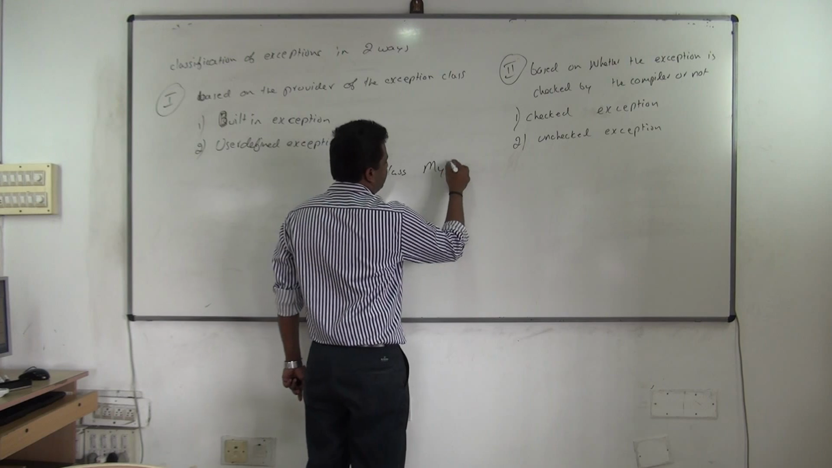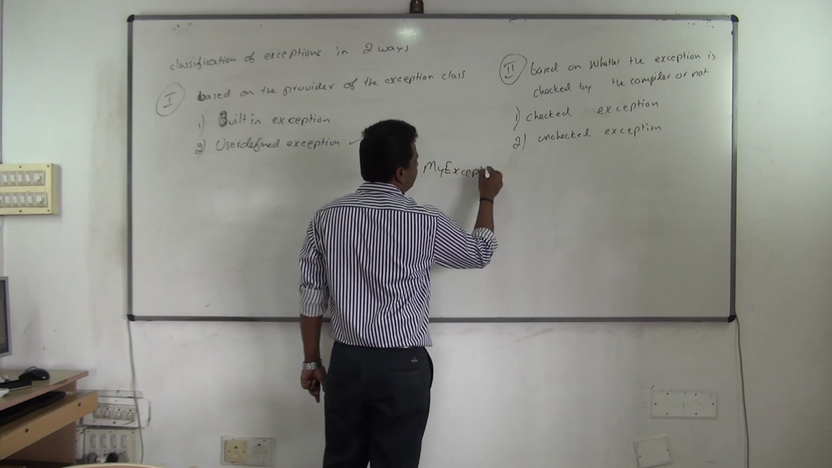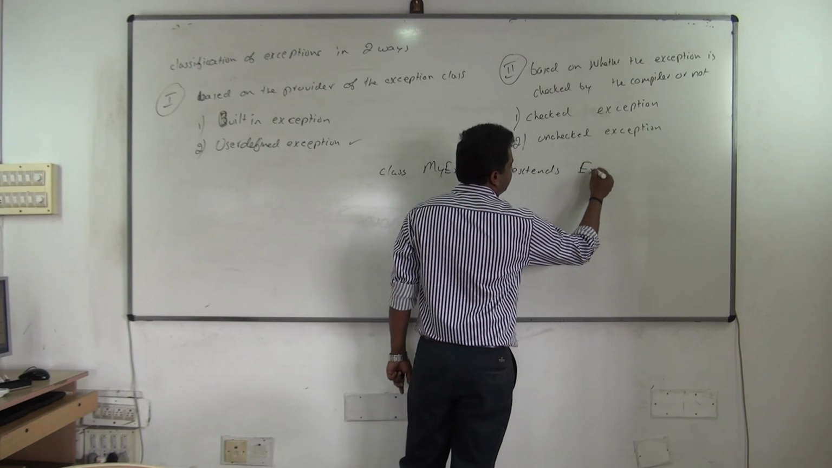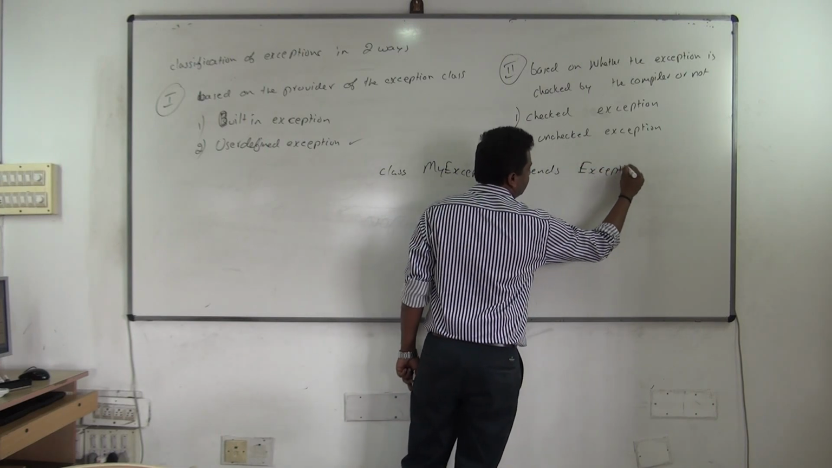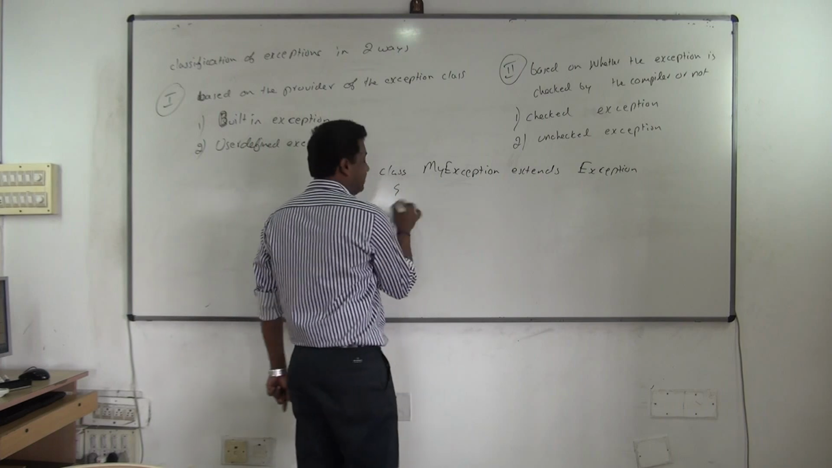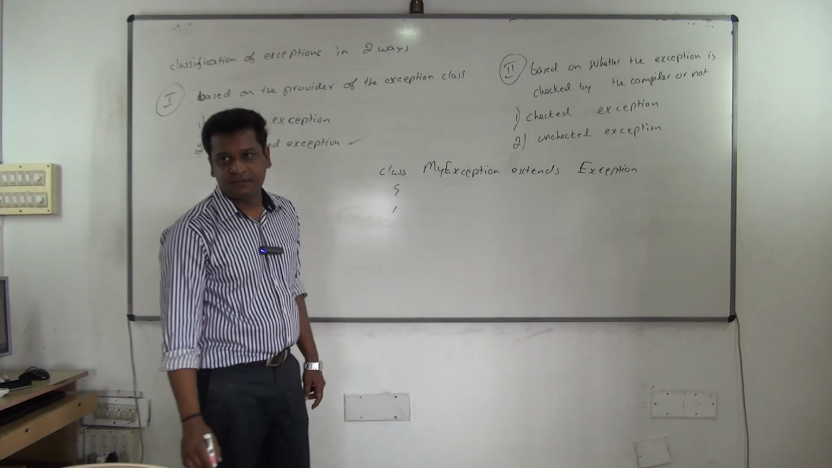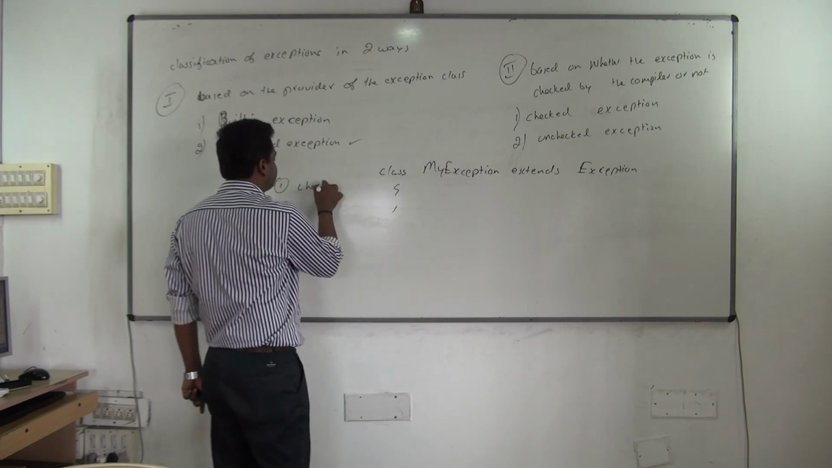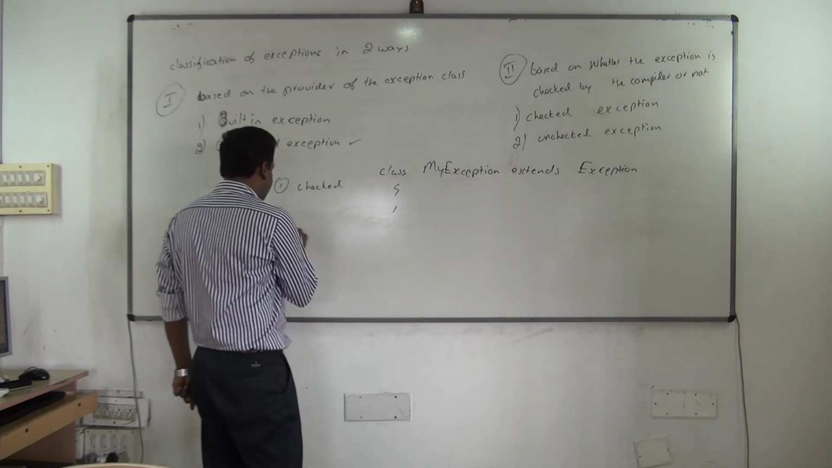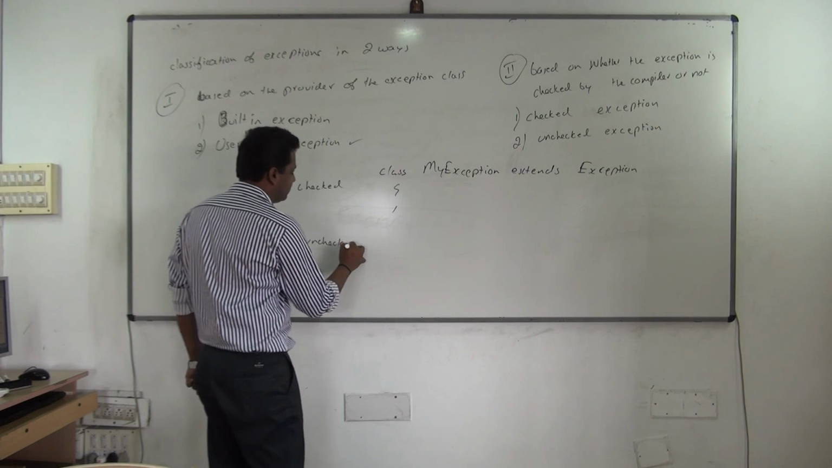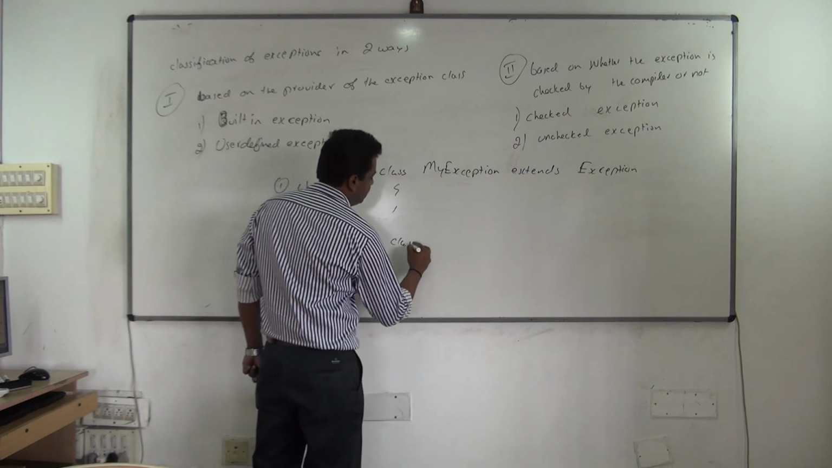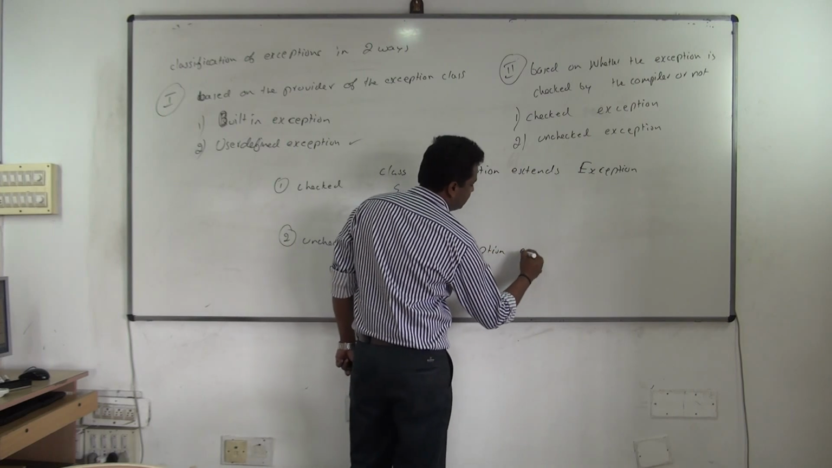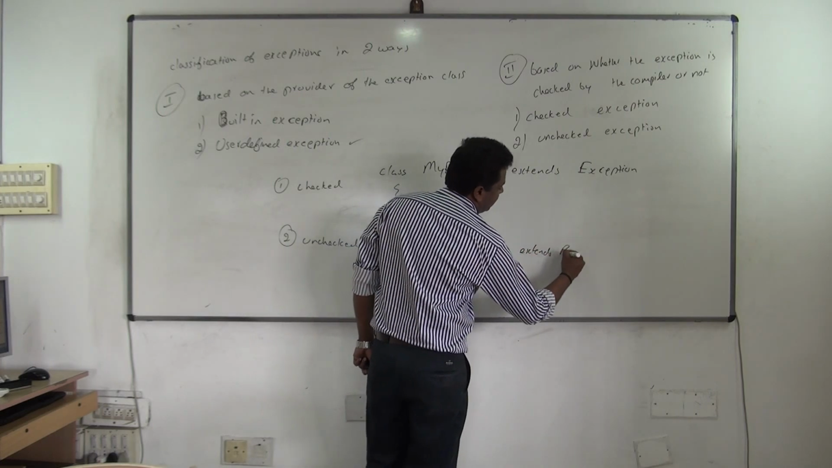Class MyException. Any name you want, you can give. Extends. If you say extends Exception, what happens? It becomes what? Checked exception. Understood? This is becoming checked exception. If you want to write unchecked exception, what will you do? Class MyException extends RuntimeException.